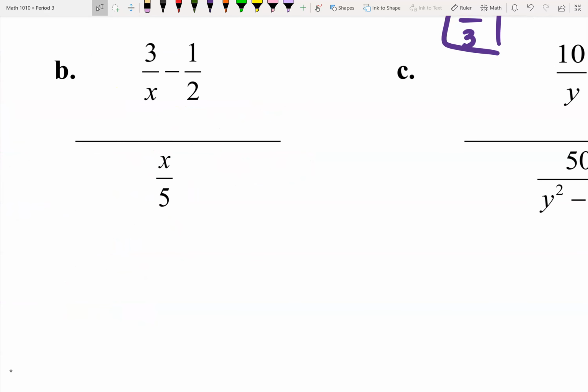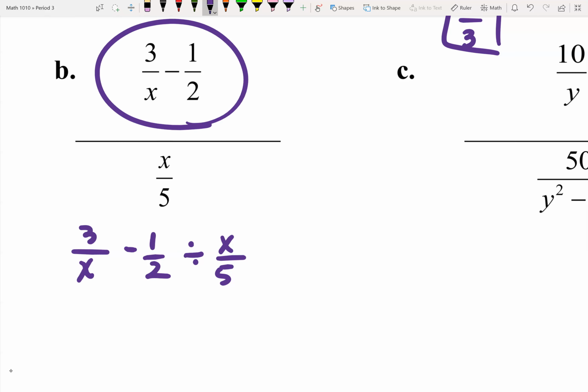Question B. Okay, freeze right here and let me show you something. Don't write this down. Look what people do. 3 over x minus 1 over 2 divided by x over 5. Don't do that. Don't take that step and write it as a division symbol until this top right here is a single fraction. Then write it as a division and flip it.